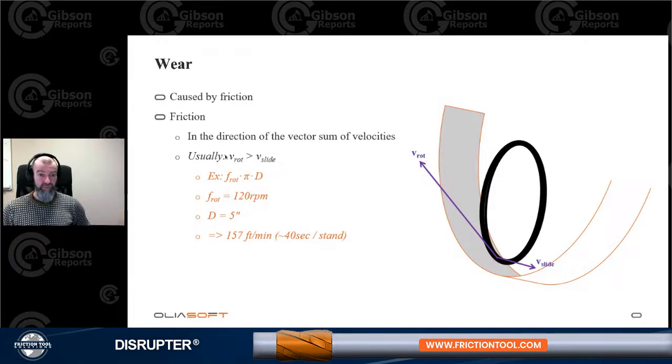So when it comes to wear, which of course depends on how things are moving and how long they are moving, we need to keep in mind that the rotation velocity is, for all practical cases, a lot higher than the sliding velocity. And in many cases, like if you're drilling, it will be enormously much bigger, and it would basically be the rotation that's causing your wear.